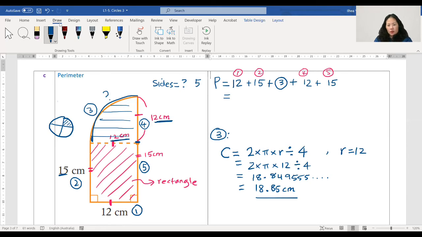So I'm going to put all that in again. And the third one, I'm going to put in 18.85, and then plus 12 plus 15. Now, put all that in your calculator, and we will get 72.85 centimeters. Okay, don't have to worry about the squaring because it's not an area.